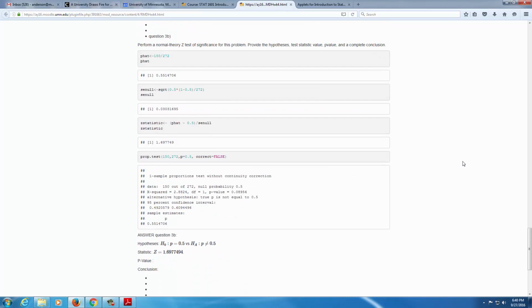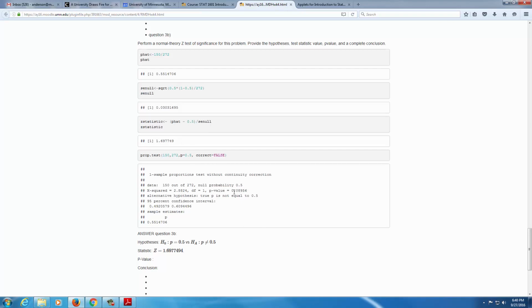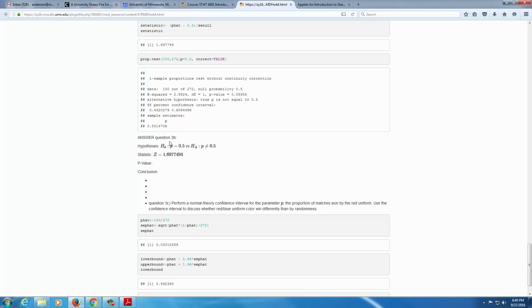Then in 3B, please use the normal theory z-test. I've given you the computations that you need right here. You're given a p-value from the R computer command if you need that. You'll notice that's a very similar p-value to what you get from randomization. So in the test conclusion area in 3B, please put in the null hypothesis. The alternative is already put in. The value of z is in here. Leave that value of z, put in the p-value, and do your conclusion.